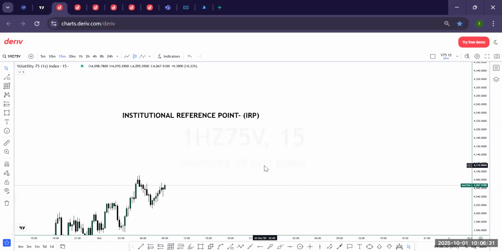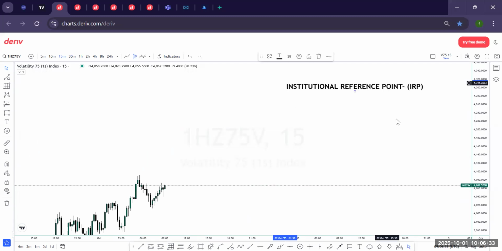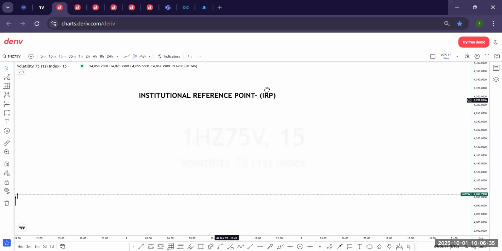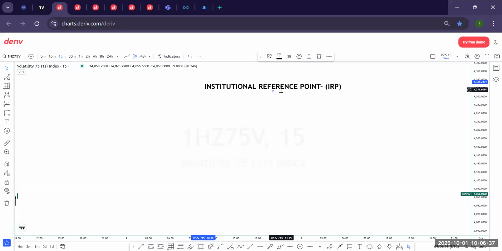So let's now talk about institutional reference points. The reason why we're going to be talking about this institutional reference point is to give you confidence, so that you can be confident about your setup. The outcome is either TP or SL, but just make sure your checklists are intact.